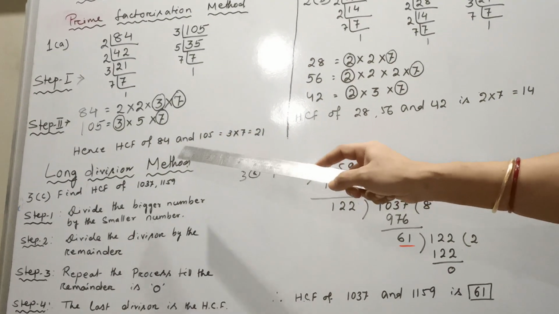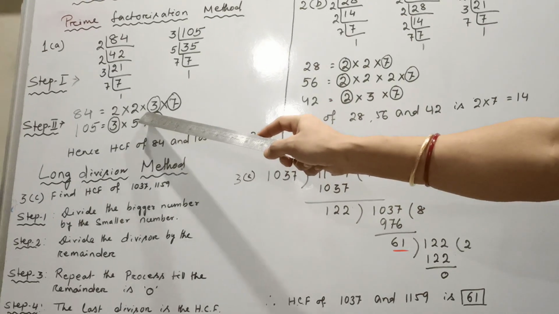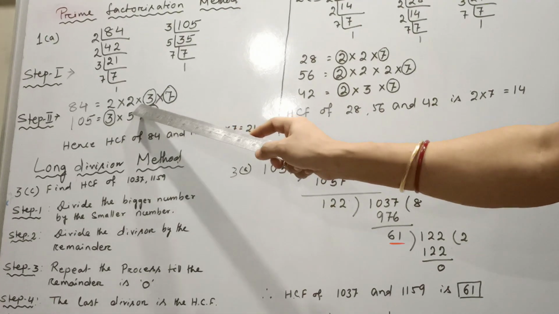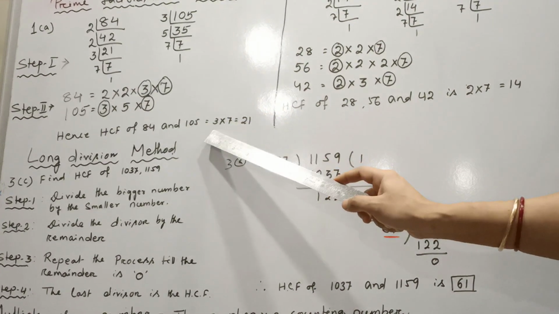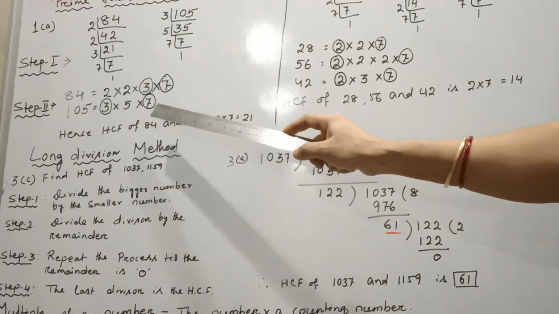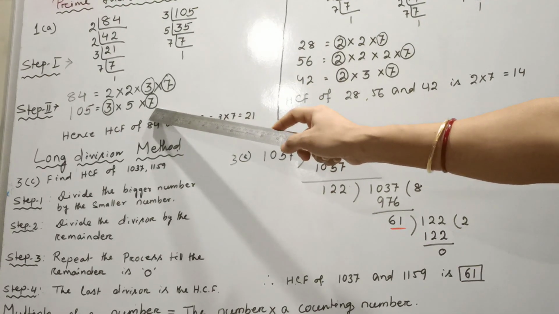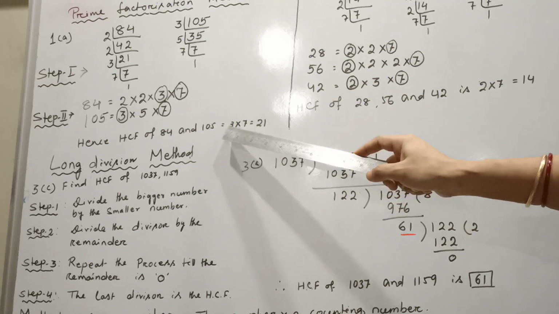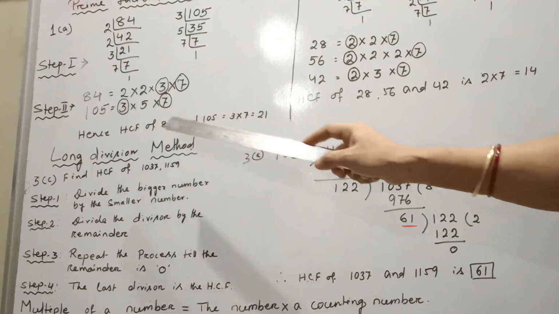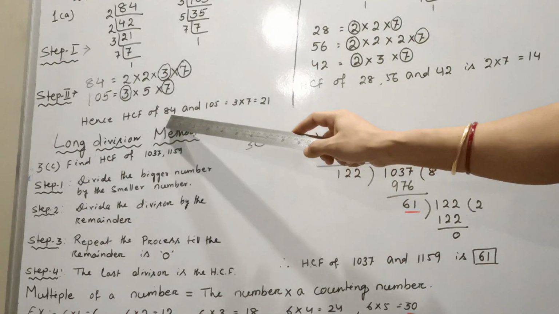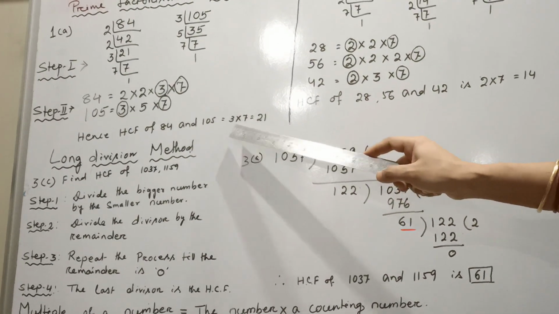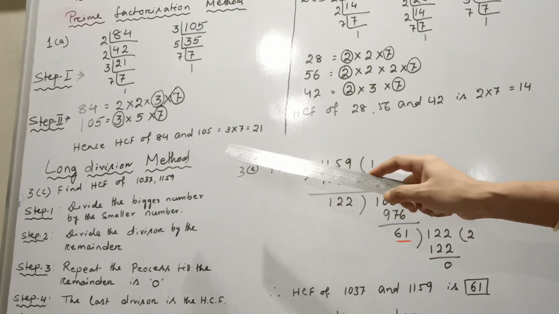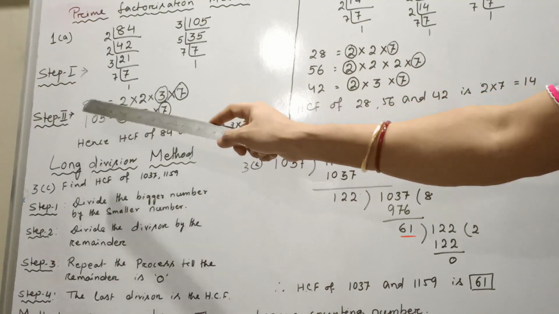Find out the common factors. What are the common factors? 3 is a factor of 105, and 3 is also a factor of 84. So 3 is common. First write down 3. Then 7 is a factor of 84, and again 7 is a factor of 105. So here you take 7. Take out the common factors. 3 and 7 are the common factors. So HCF of 84 and 105 is 3 into 7, 21. 21 is the HCF of 84 and 105.